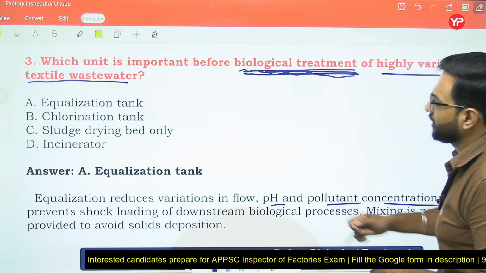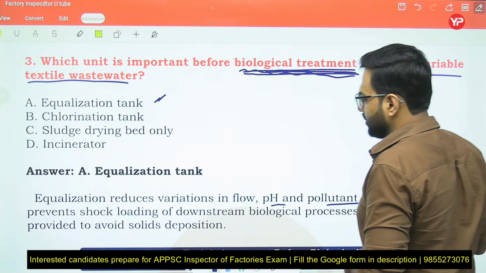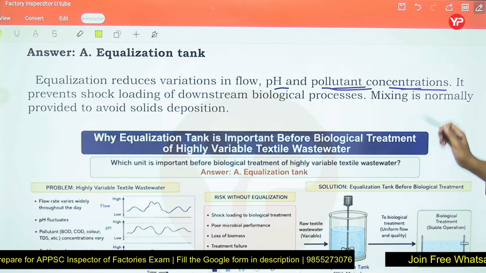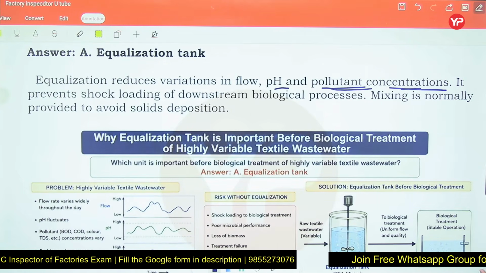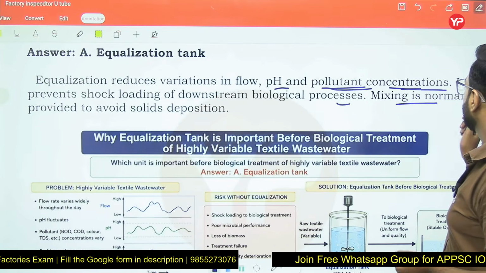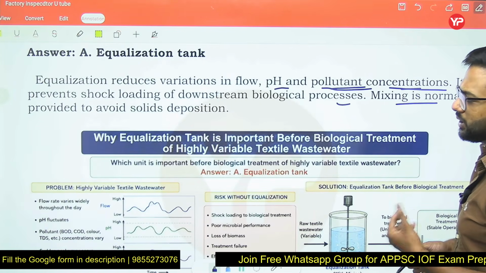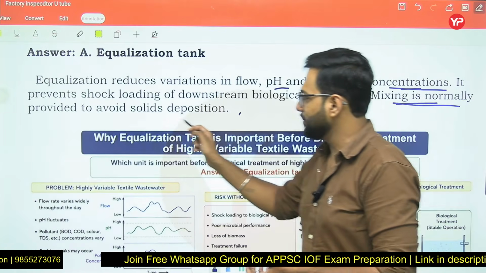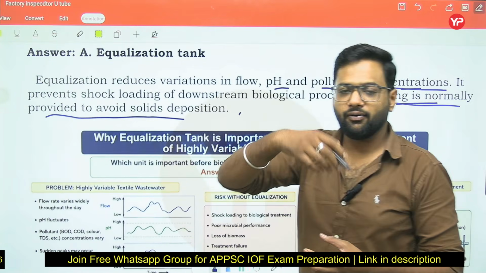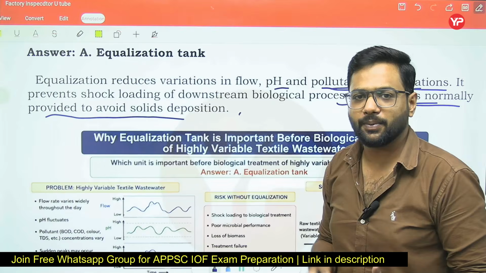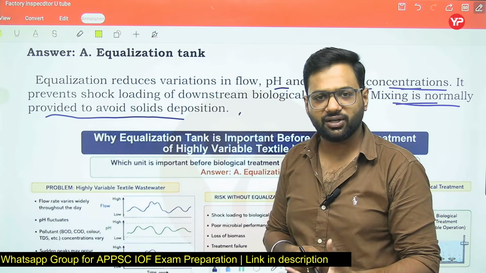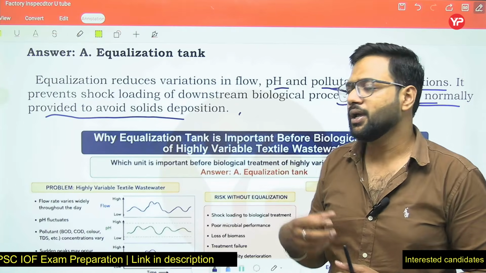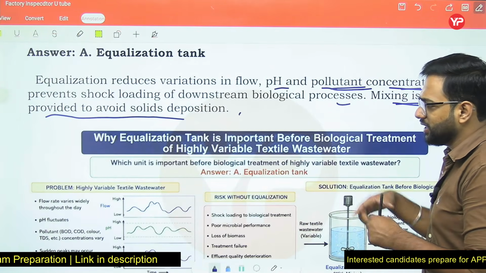So the equalization tank is generally used. Equalization reduces the variation in flow, pH, and pollutant concentrations. It prevents the shock loading of downstream biological processes. Mixing is normally provided to avoid solid deposition. In the equalization tank, we generally provide mixing, because if we don't, the solids start settling in the equalization tank, and we have not designed the equalization tank for the settlement of any type of solids. So that's why mixing is generally adopted.